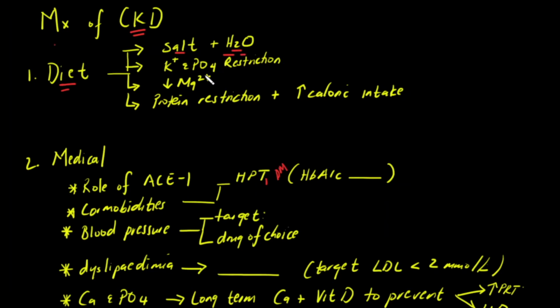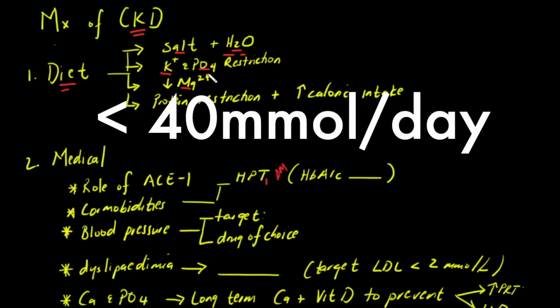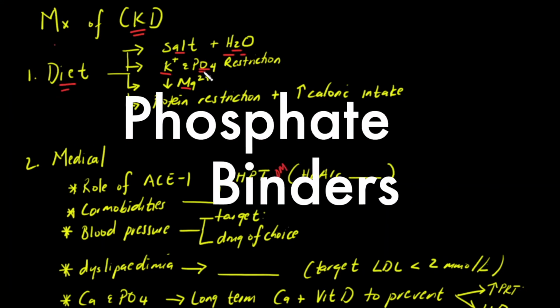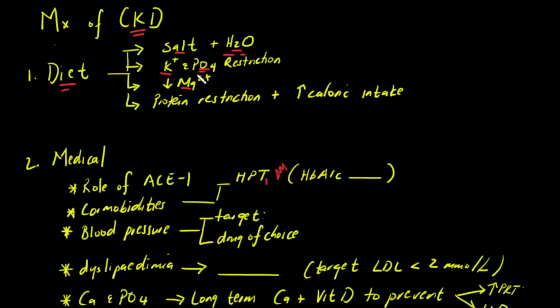Then number 2, remember that you want to prevent electrolyte imbalances, particularly potassium, phosphate and magnesium. So you want to restrict your potassium, typically to 40 millimoles per day. You want to restrict phosphate, whether by reducing it by dietary means, or you can use what we call phosphate binders. It can also be used, typically to 1 gram per day.